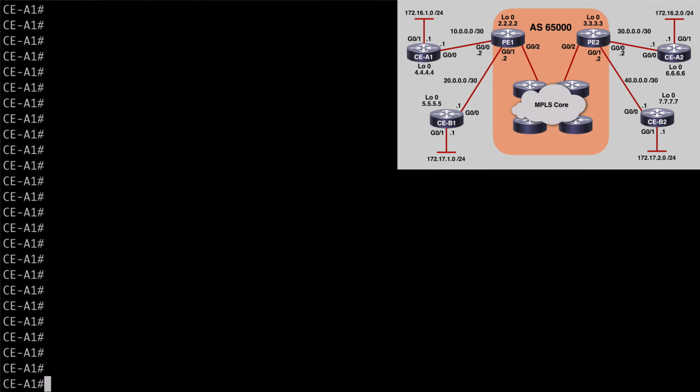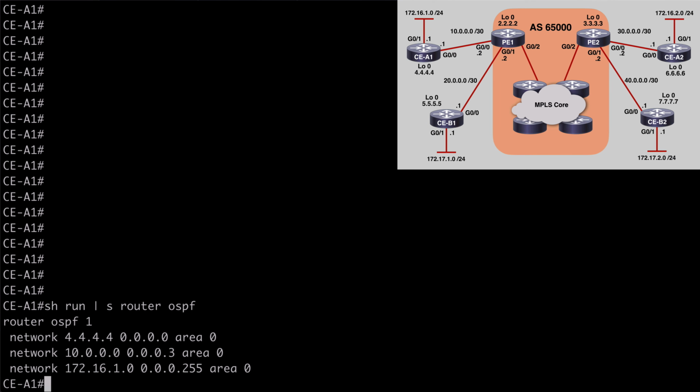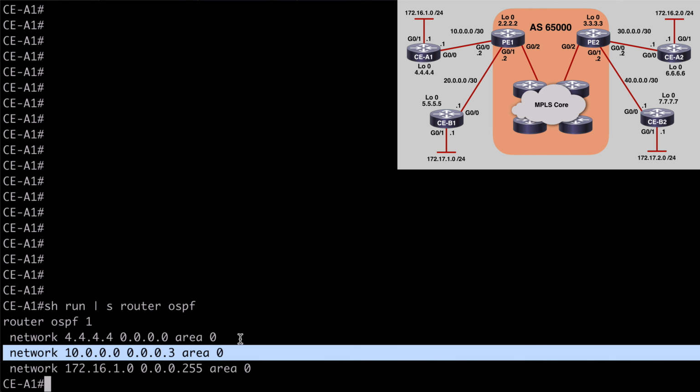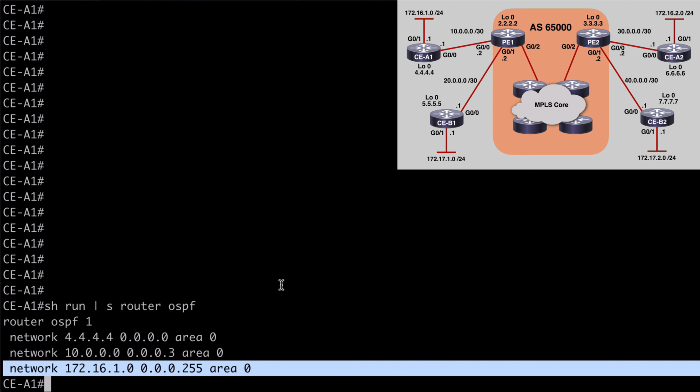So first, let's go to CE-A1. That's our first customer A site. And let's do a quick show run, pipe 2 section, router OSPF. I do want to show you what we currently have in place on all of our customer routers. Here we see that we have OSPF process 1, and we're advertising the local loopback address into OSPF. We're also advertising the network that is attached to the PE router, and we're advertising our host subnet, the 172.16.1.0/24 network. So now let's configure OSPF on our provider edge routers.